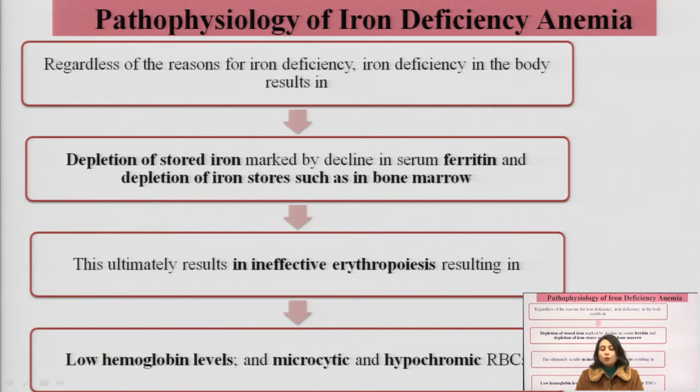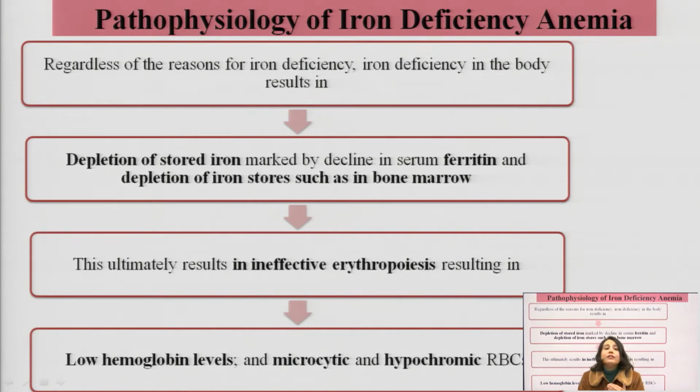Regardless of what the reason may be for iron deficiency, when there is deficiency of iron in the body, the first thing that happens is the stores of iron, the ferritin and hemosiderin, are completely depleted from the body. They are completely utilized. Then after their utilization, when iron deficiency still persists, and there is requirement of iron, the hemoglobin production reduces.